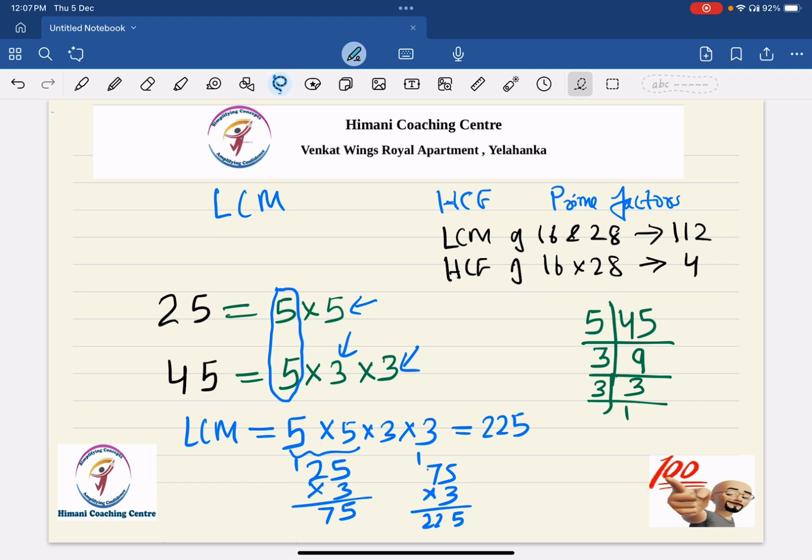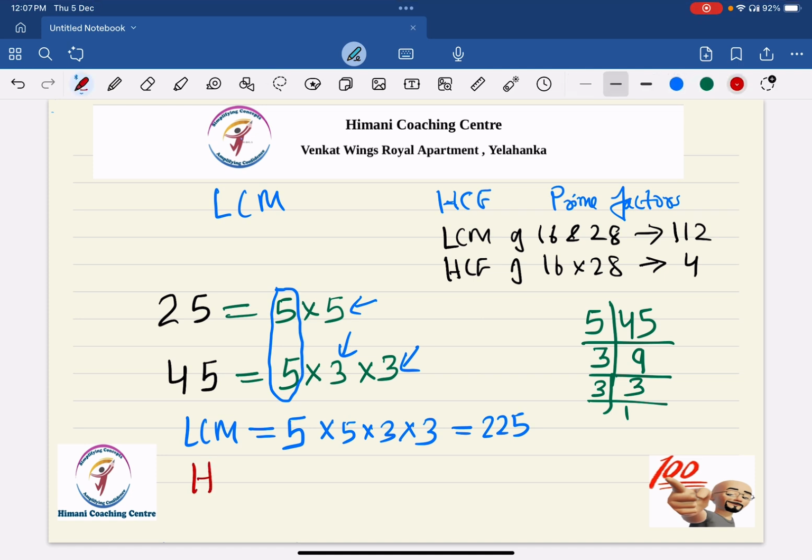Okay, kids. So if you have got it right, very good. If you didn't get it right, now understand and do it. Now let us find HCF. For HCF, what did we discuss? We just have to find the factors which are common to both, and that is just 5. So the HCF of 25 and 45 is going to be 5 only.